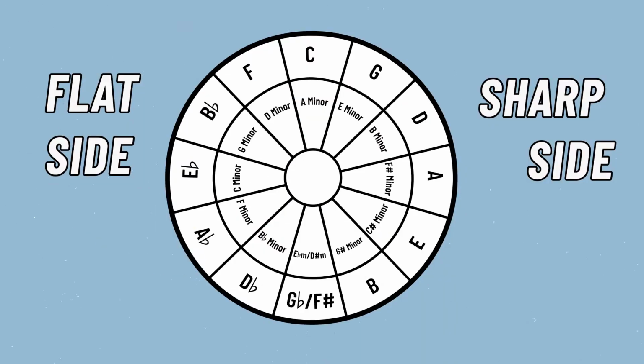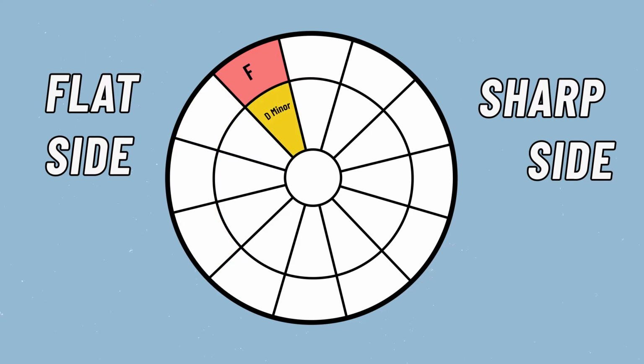For flats, we have another pattern. Every time we go up a fourth, we add a flat, but the flat will be the next segment along. So the key of F major or D minor will have a B flat. The next key of B flat or G minor will have 2 flats. It will have an E flat as well as the B flat from before.